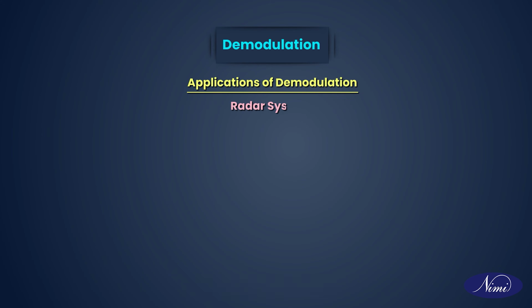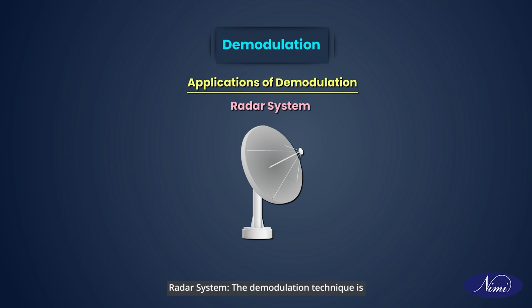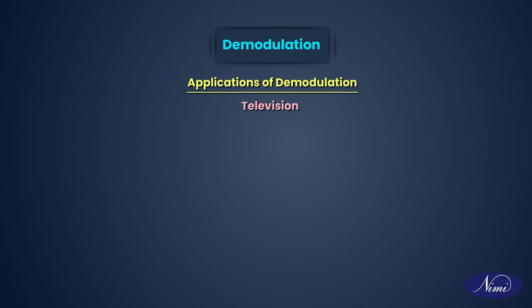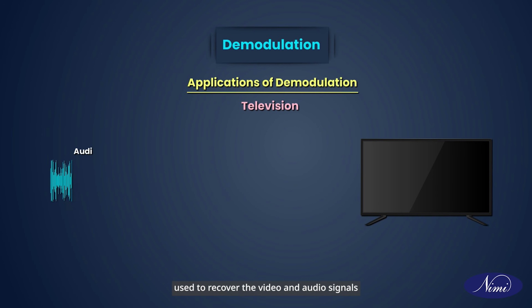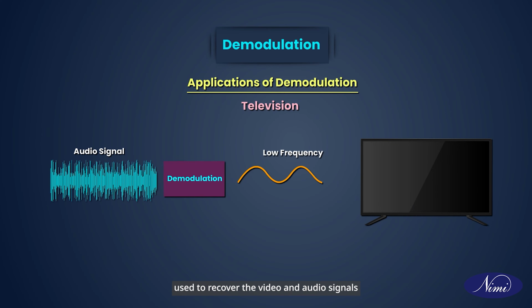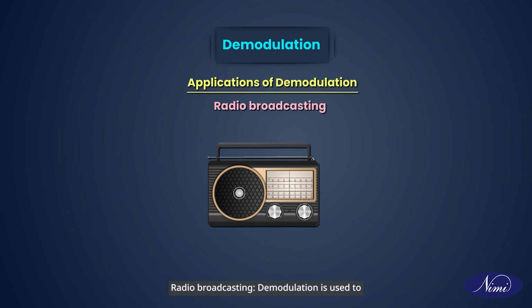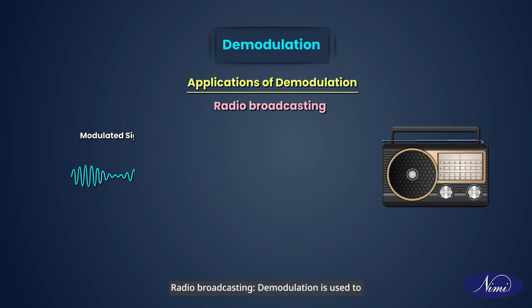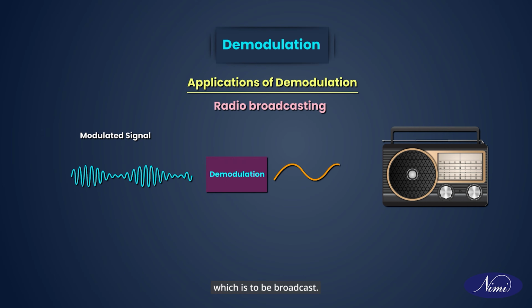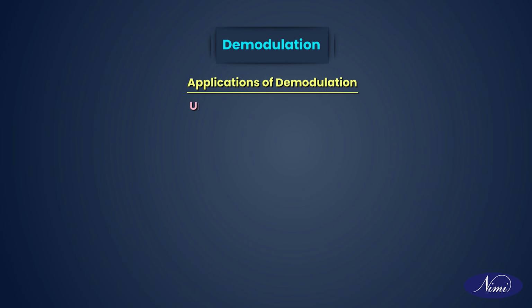Applications of demodulation. Radar system. The demodulation technique is used in the radar system to extract information about range, angle, and many more. It helps in navigation, weather monitoring, and defense. Television. The demodulation technique is used to recover the video and audio signals, which helps in proper displaying of the television programs. Radio broadcasting. Demodulation is used to extract the audio signals which is to be broadcast. It can retrieve AM and FM signals to broadcast over a wide range of frequency spectra.